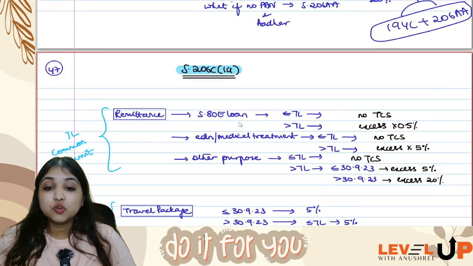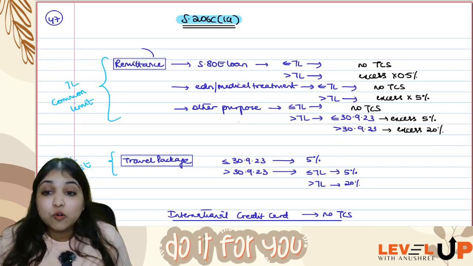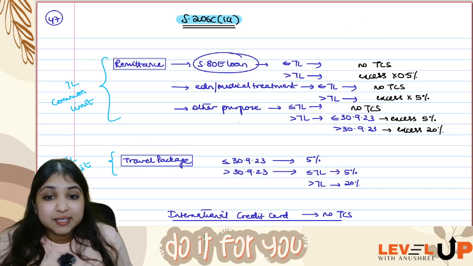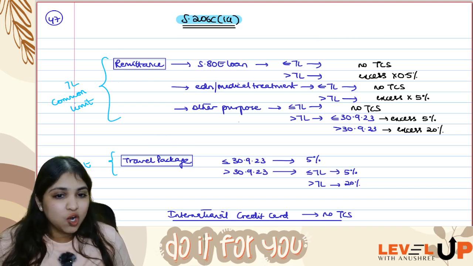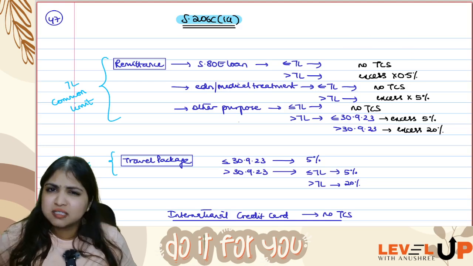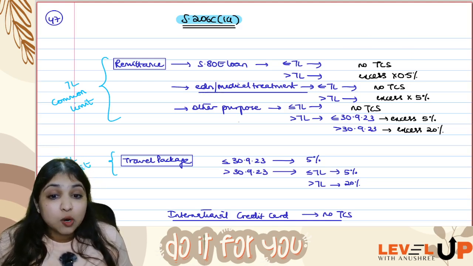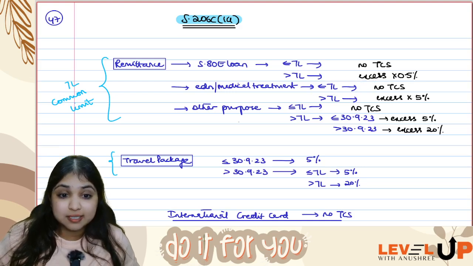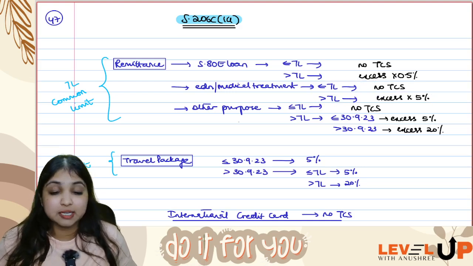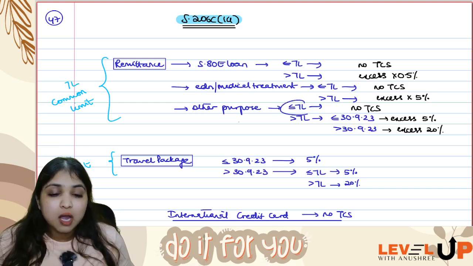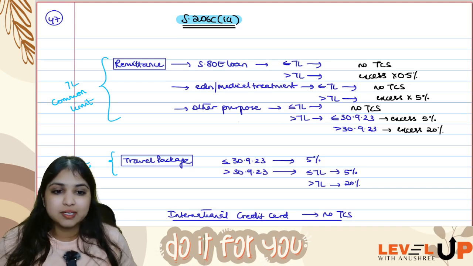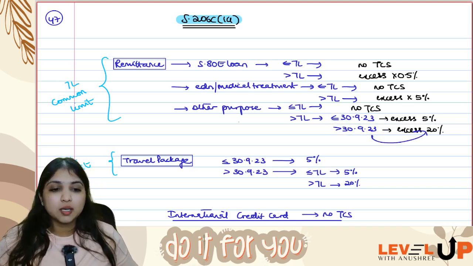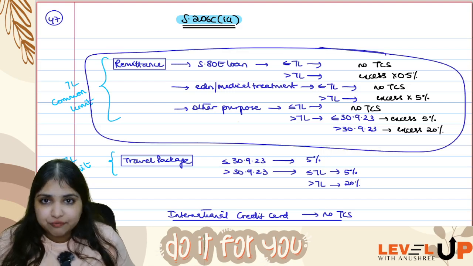Okay, then comes 206C(1G) from TCS relating to overseas remittance and overseas travel package. Very important. Overseas remittance: if the remittance is relating to an education loan up to 7 lakh, no TCS. More than 7 lakh, on the excess, 0.5% TCS. If the remittance is relating to education or medical treatment outside India, then up to 7 lakh, no TCS. More than 7 lakh, on the excess, 5%. If the remittance is relating to any other purpose, up to 7 lakh, no TCS. More than 7 lakh, up to 30th September 23, on the excess 5%, and after 30th September 23, on the excess, 20%. This is very important, guys.